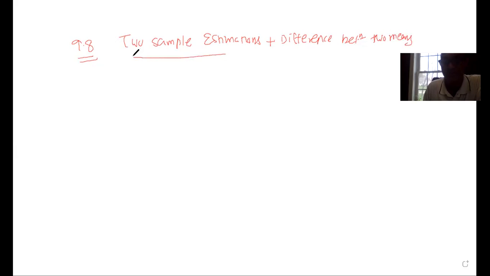Two-sample estimation, and second thing is the difference between two means. So that's what we are going to see over here.